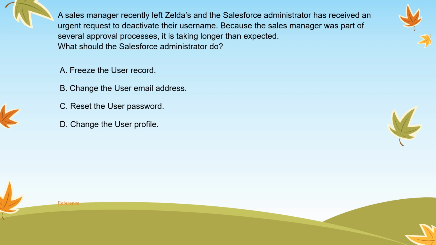So the only way to get around this while you're trying to take them out of approval processes and things like that, you got to freeze the record. And we are correct.